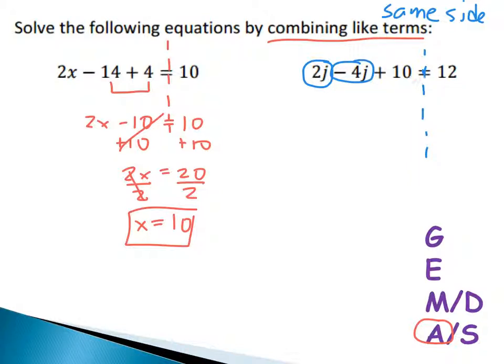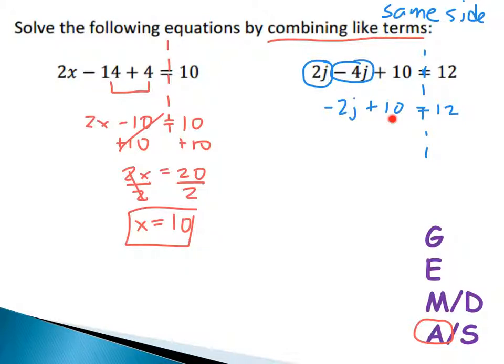Can't do that. But I certainly can combine these. Over here I could combine 14 and 4 because they're on the same side. But I cannot combine them with 10. In order to bring this to the other side, I need to do inverse operations. So you got to be careful with that. So look at this, 2j minus 4j. What's 2 plus negative 4? That's going to give me negative 2j plus 10 equals 12. So here's what I'm trying to say. I cannot combine the 10 and the 12.